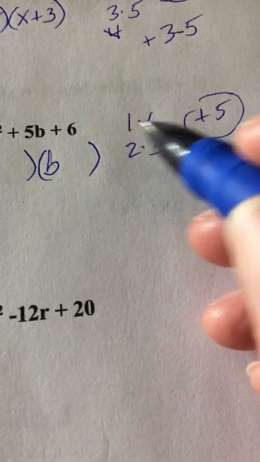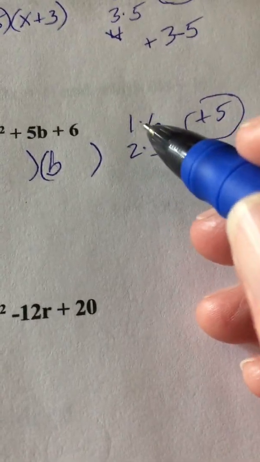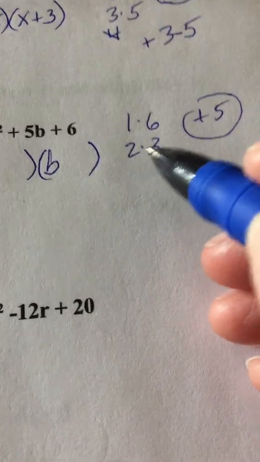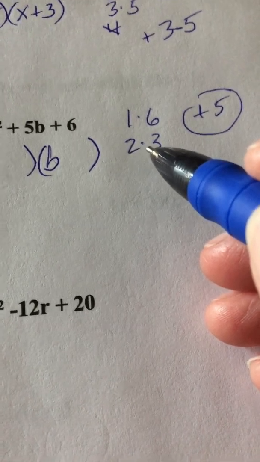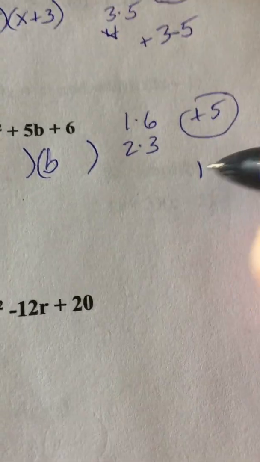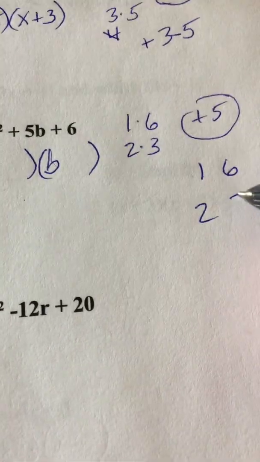So if I add these, will I get a 5? No, but if I subtract them, do I get a 5? Yes. If I add these, do I get a 5? Yes. So I have both possibilities here, and I have to check them both. So 1 and 6 will work, and 2 and 3 will work.